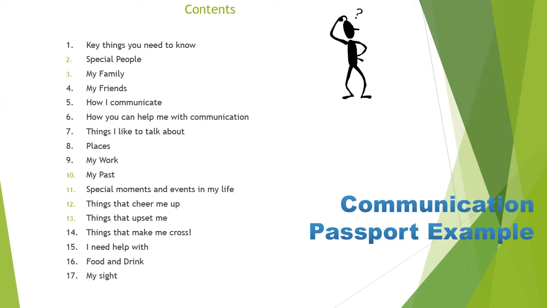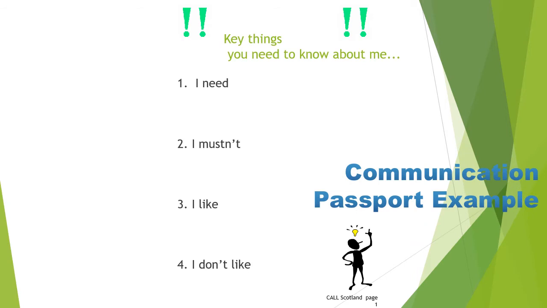The next page is the contents. This is what is in the communication passport, and it probably has 17 pages. You'll see there are key things you need to know, special people, their family, their friends, how they communicate, etc. Just have a look at those, and we're going to talk you through each one as we move along. You'll see key things you need to know about me: things that they need, things that they mustn't have or mustn't do, things that they like, and things that they don't like. All important to know about this person when you're communicating with them.